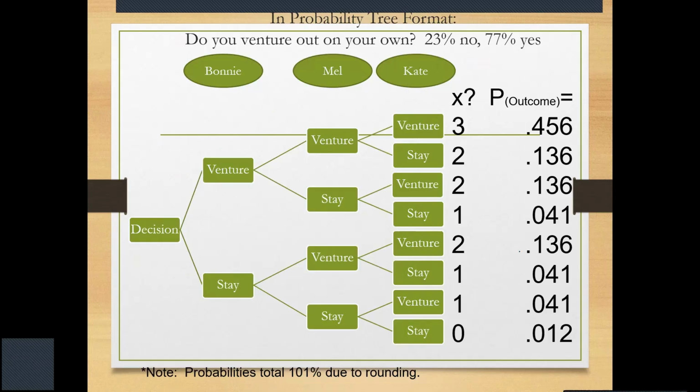And notice that the probabilities at the end of all three of those are 0.136. Okay. The probabilities round to 101%, but don't worry about that. That's just a little bit of rounding.